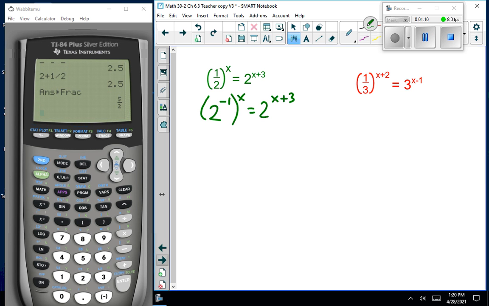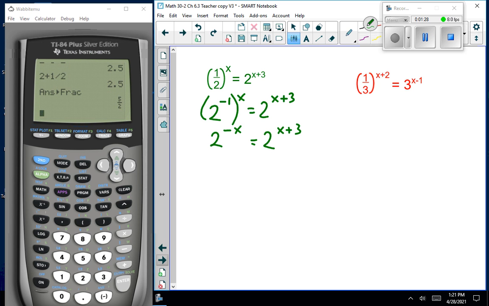Now on the left here is a power to a power. So you multiply minus 1 times x, which is minus x. Another equation. I'm not going to spend my time solving that. I'll pause the recording and I'll let you guys solve that.